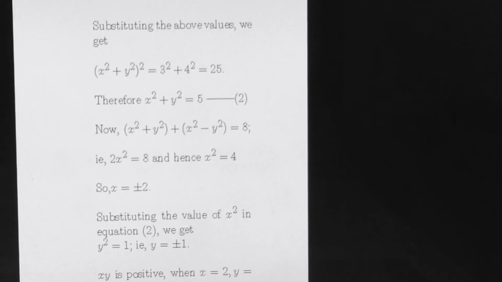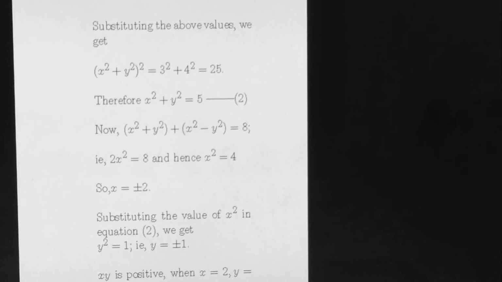Now (x² + y²) + (x² − y²) = 8, which is nothing but 2x² = 8. So x² = 4, which is nothing but x = ±2. Substituting the value of x² in equation number 2, we get y² = 1. So therefore y = ±1.